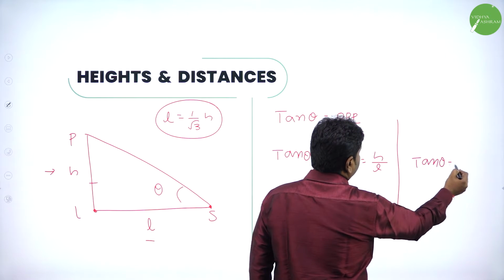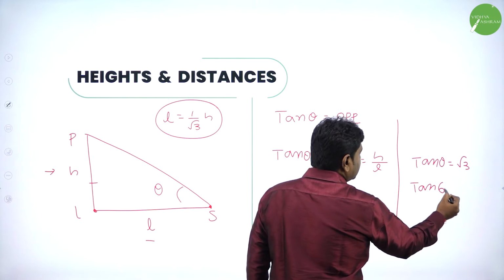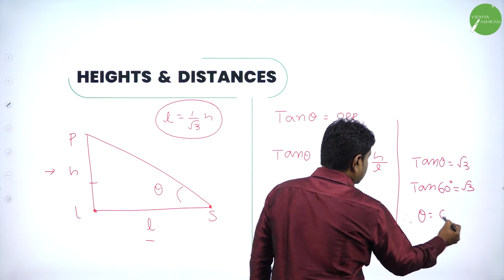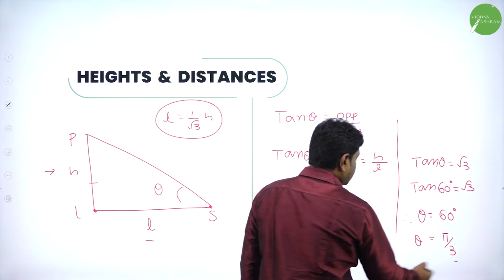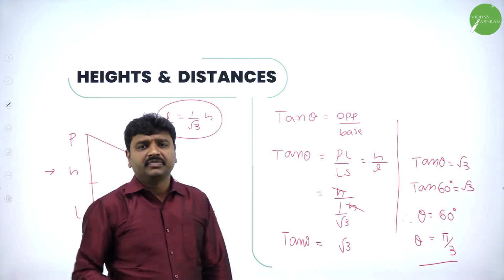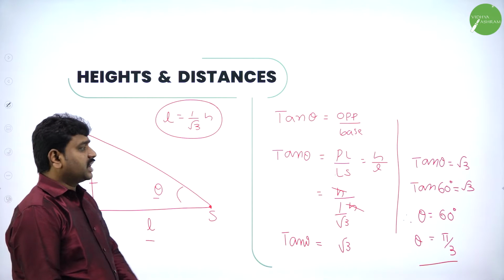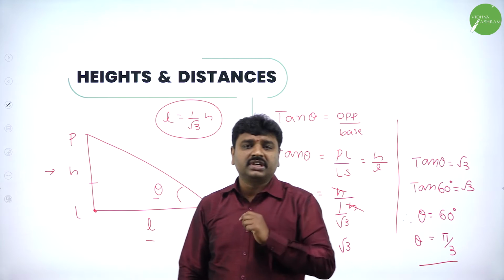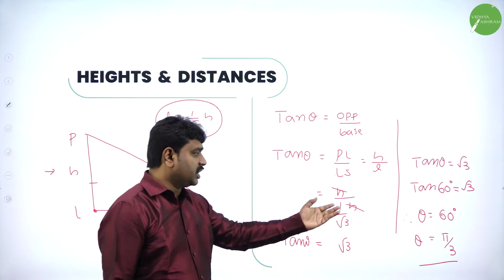You know the angle table. In the tan table, where will you get root 3? Tan 60 degrees is what? Root 3. Therefore, theta has to be 60 degrees. 60 degrees can also be written as pi by 3, since 180 by 3 is 60. So here they want you to find theta. Tan theta you got root 3. In the tan table, tan 60 is root 3. So theta has to be 60 degrees, which is pi by 3.